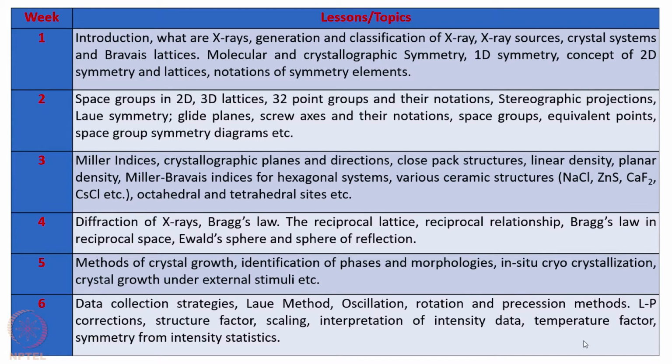Then we will talk about space groups in 2-dimensional and 3-dimensional lattices, 32 point groups and their representation, stereographic projections, glide plane, screw axis, space groups, equivalent points in 3 dimensions. Then we will discuss crystallographic planes, directions, Miller indices for simple systems and Miller-Bravais indices for hexagonal systems. Then we will learn about various ceramic structures like sodium chloride, zinc sulfide, calcium fluoride, etc.